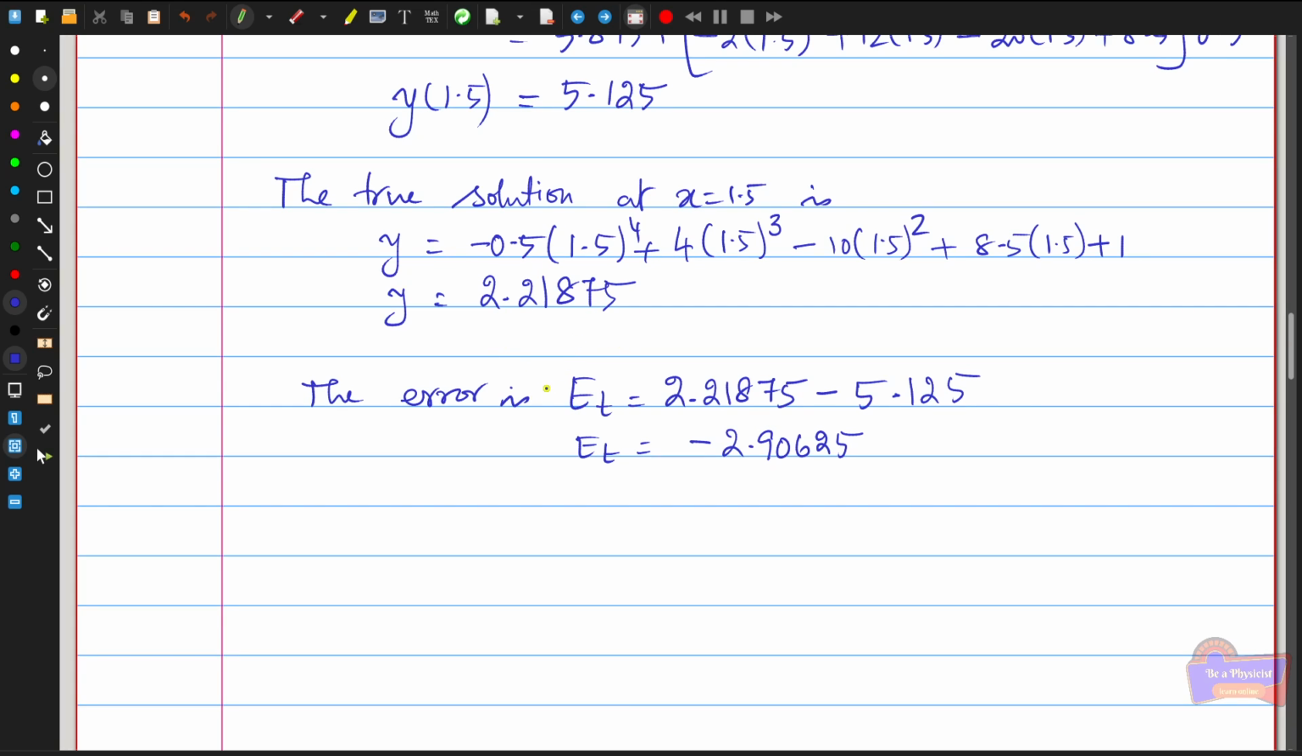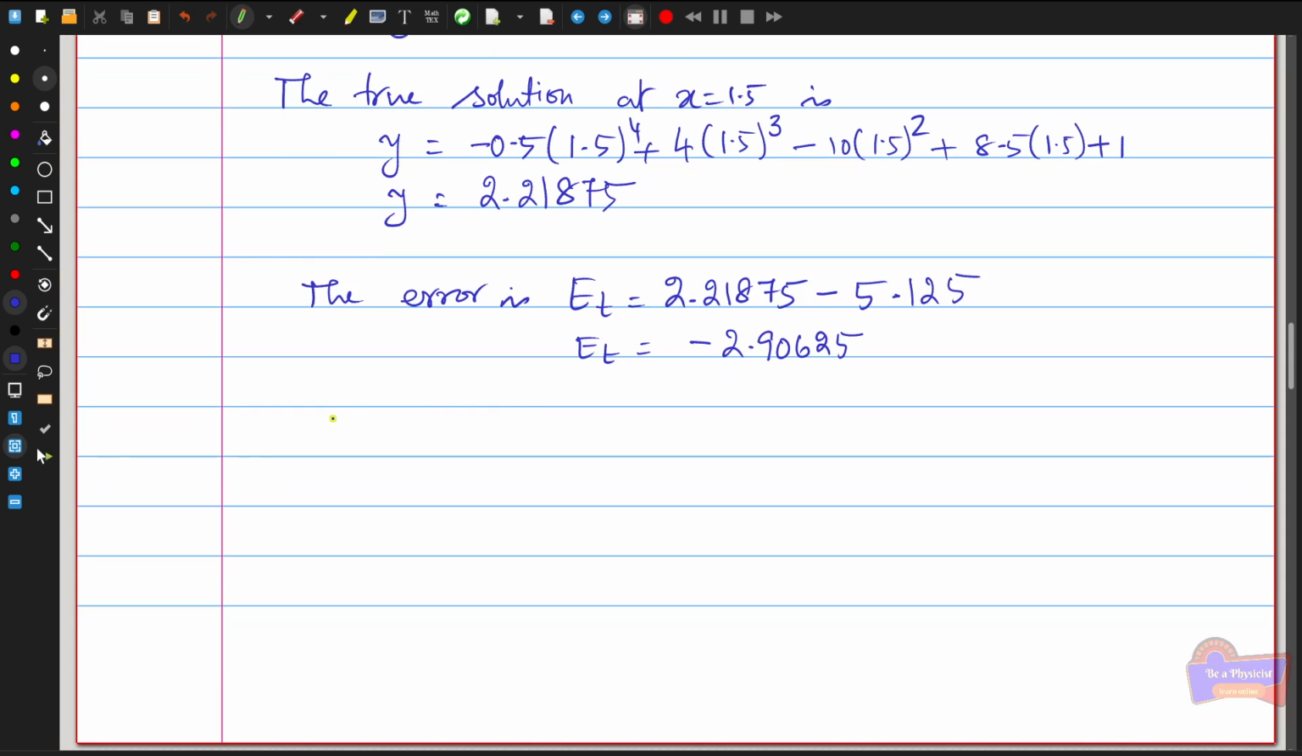Similarly, you can do the fourth step and the fifth step, up to x equal to 4. You can increment the step h by 0.5 each time and numerically find the solution up to x equal to 4. The table of the final values, the numerically calculated values and the exactly calculated values, can be given as follows.